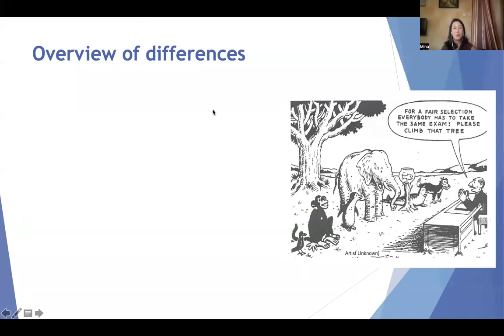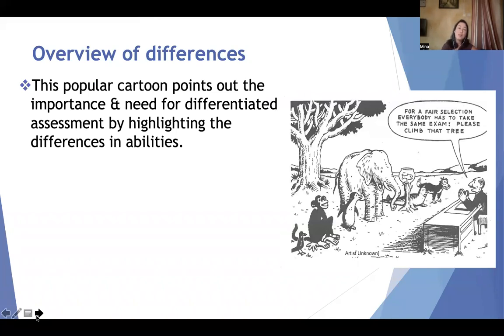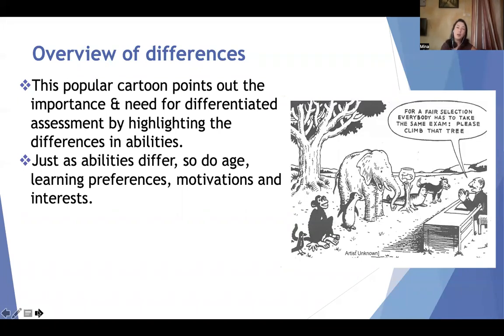And it doesn't mean that those who don't do well aren't talented, they just have different talents. And so this also highlights the need for differentiated assessment, but also just differentiation in general. So we have different abilities, things that some of us are good at that others are not, but also learners vary by age, they vary by their learning preferences, what motivates them and what interests them, among other things as well.